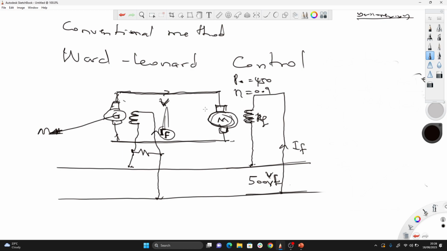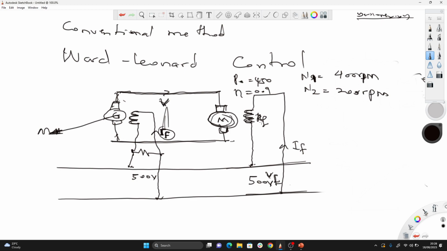It is supplied at 500 volts from the generator and runs at the initial speed. Let me call it N1 is 400 RPM. NS is for the induction motor synchronous speed. N2 is 200. So when we reduce it to 200 RPM, determine the IF.